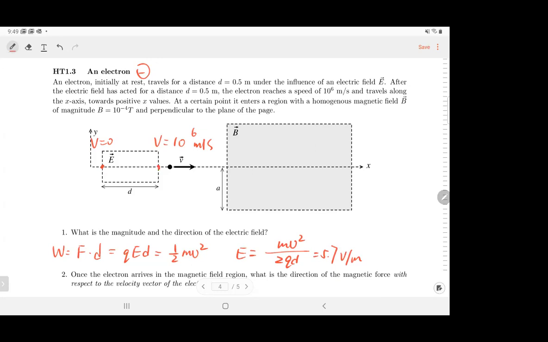Then let's determine the direction of the electric force. Because the velocity goes to the right, if we want to accelerate the electron, we need a parallel electric force. Electric force goes to the right, but this is a negative charge. So the electric field should be opposite of the electric force. So the electric field goes to the left.